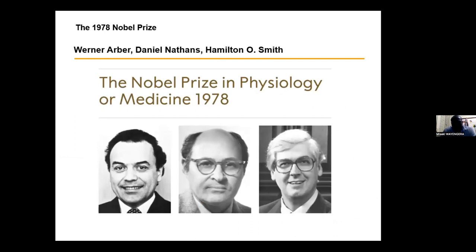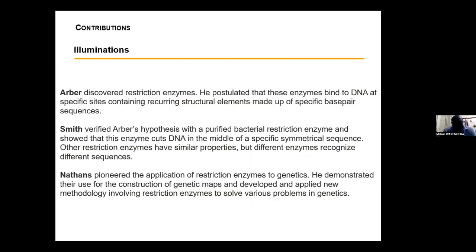So in 1978, the Nobel Prize was awarded to Arber, Nathans, and Smith for identifying these restriction enzymes in bacteria. This probably forms the seminal part of quite a lot of work in terms of applications regarding molecular biology, but downstream, of course, the evolution of some of the therapeutic applications that we are thinking through now. Arber discovered restriction enzymes, postulating that these enzymes bind to double-stranded DNA sites containing recurring structural elements. Smith verified the hypothesis with a purified bacterial restriction enzyme.